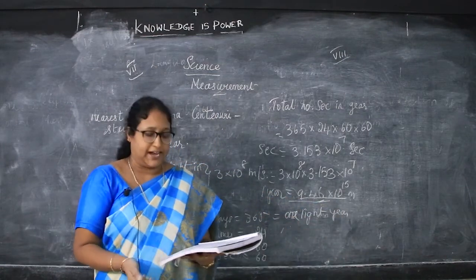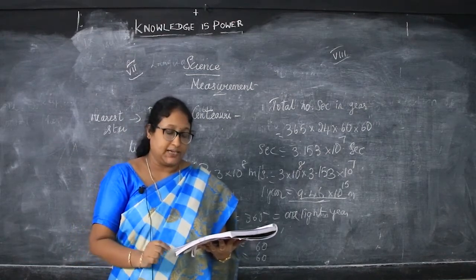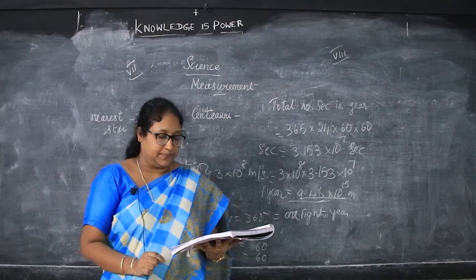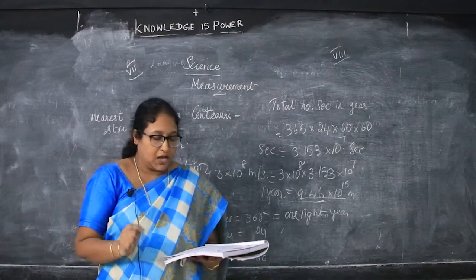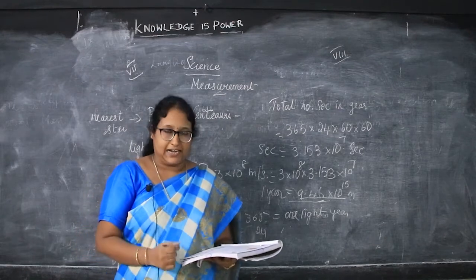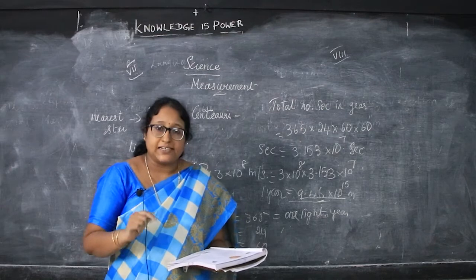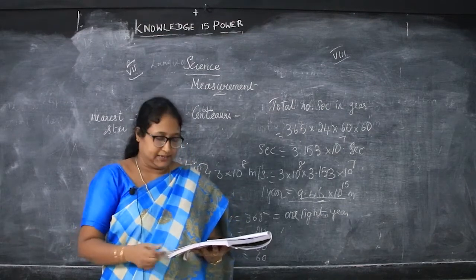Now, in terms of light years, Proxima Centauri is at 4.22 light years from Earth and the solar system. The Earth is located about 25,000 light years away from the galaxy center.